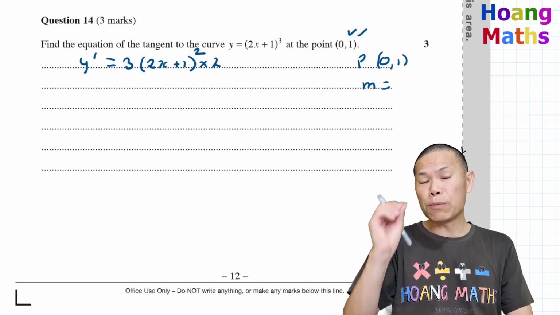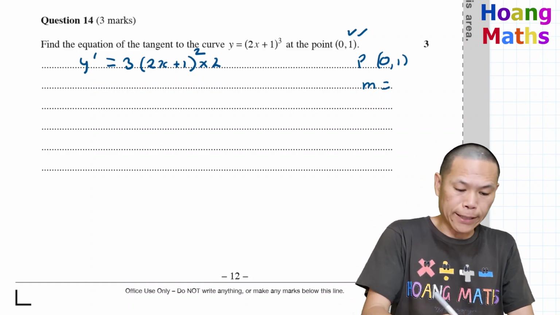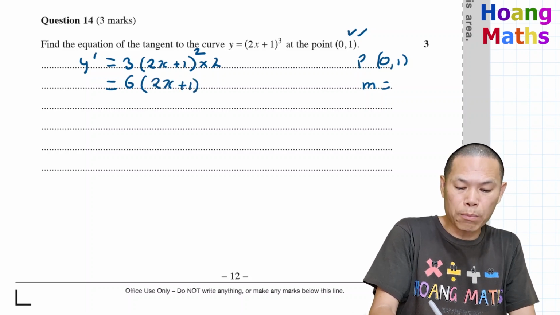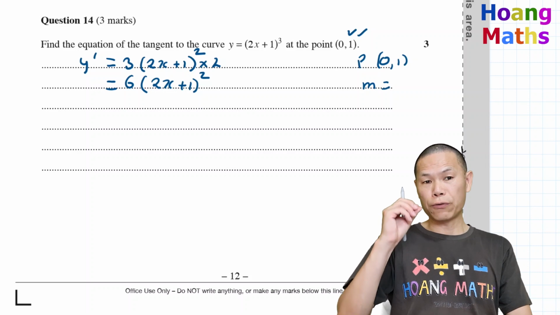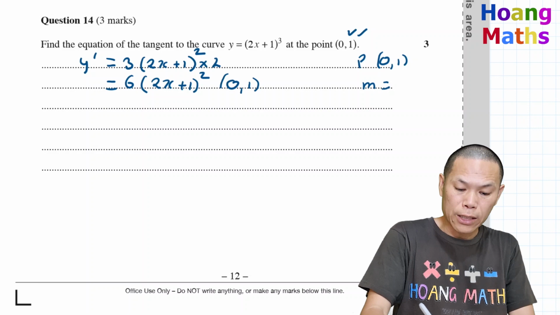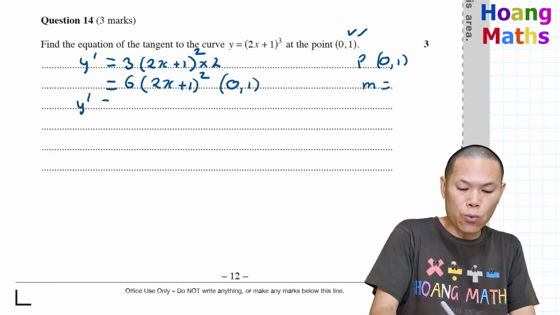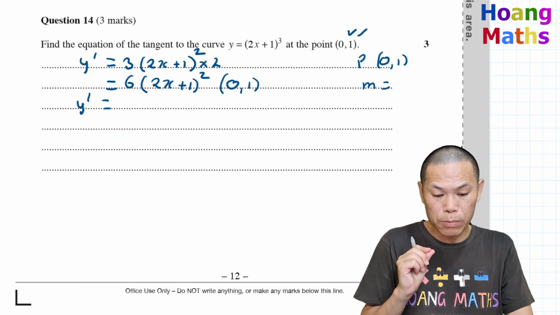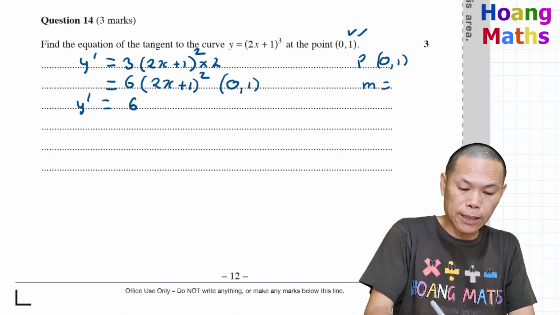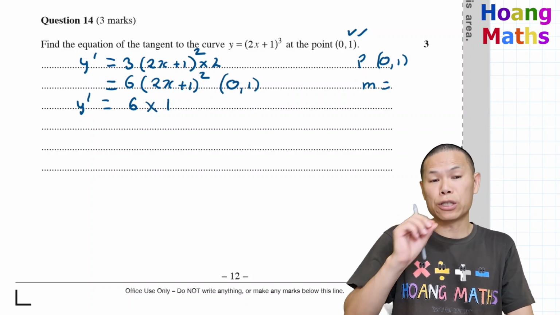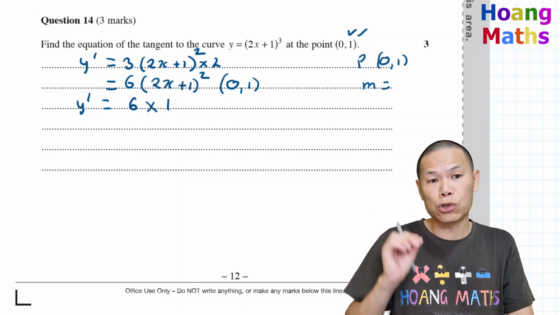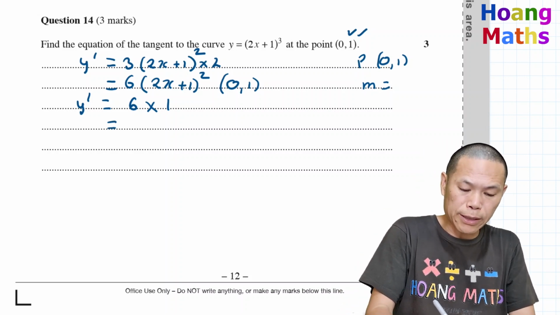That's it. So we just simplify this. 2 times 3 is 6, so the answer is 6(2x + 1) to the power 2. So we need to find the gradient at (0, 1) first of all. So y' equals, when x is 0, 2 times 0 gives me 0, and then 0 plus 1 is 1. So 1 squared is 1. So that is 6 times 1. Otherwise, you can just substitute 2 times 1 plus 1 in brackets to the power of 2 and put it on a calculator, and you should get the same answer. So that will give me 6.